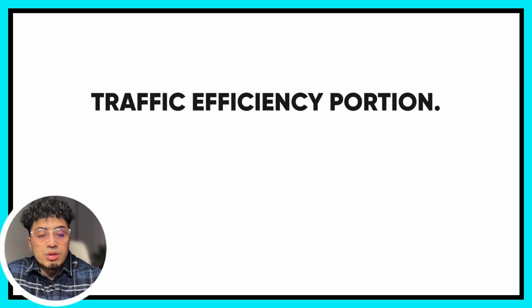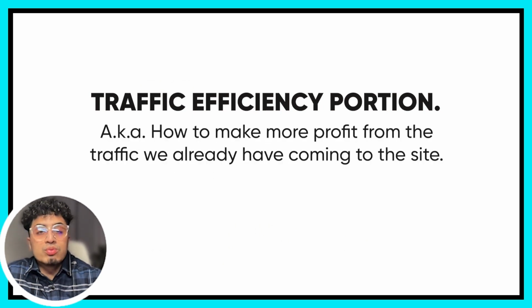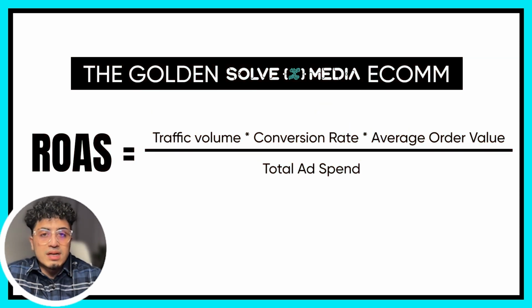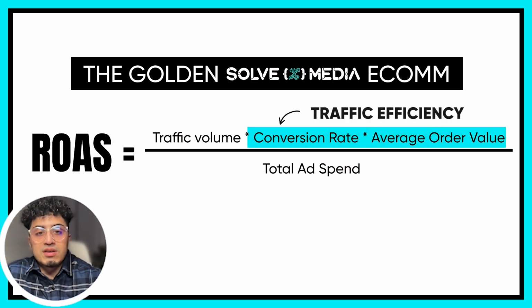Let's talk about the other part of the equation, the traffic efficiency portion, aka how to make more profit from the traffic we already have coming to our site. It's like we're holding the traffic variable constant and trying to maximize the remaining bits of the numerator. Now, if we look back at the equation, you can see conversion rate times your AOV. This is the traffic efficiency part, and it's the most important in my opinion.